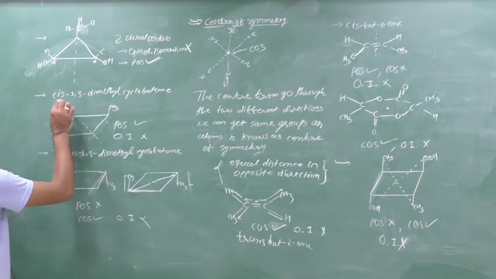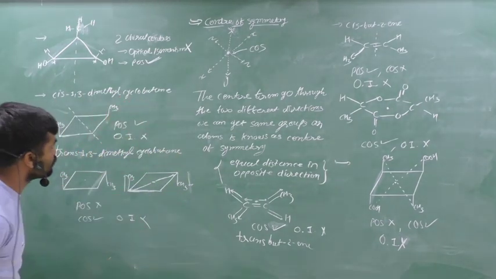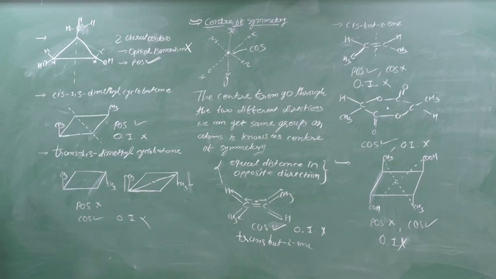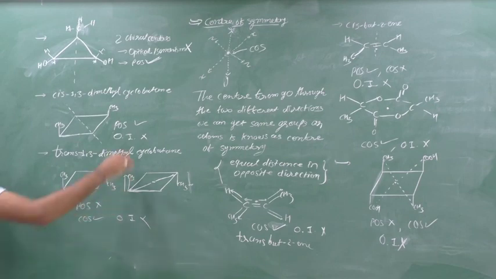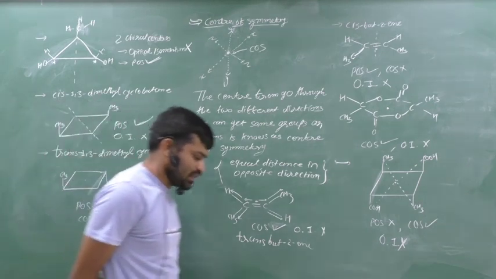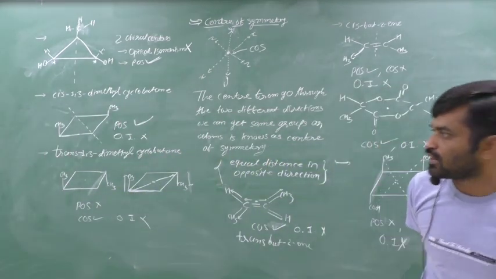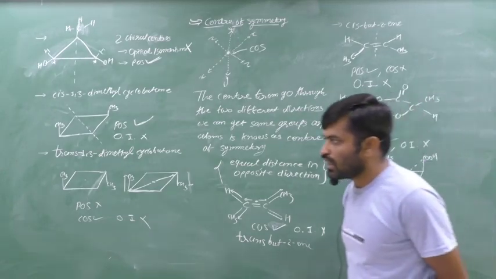Suppose we have cis-1,3-dimethyl cyclobutane. Now we can draw it: cyclobutane, 1,3 positions, cis. If we pass a plane from here, it can cut the molecule into two equal parts. It means that it has a plane of symmetry. It does not show optical isomerism.